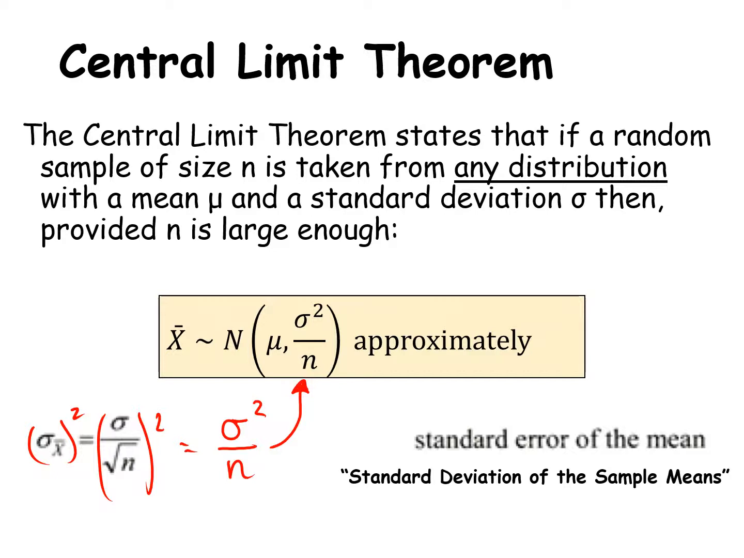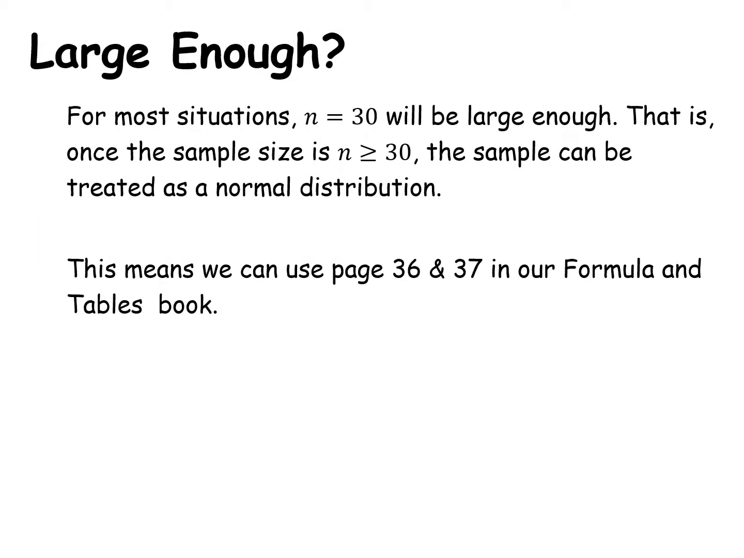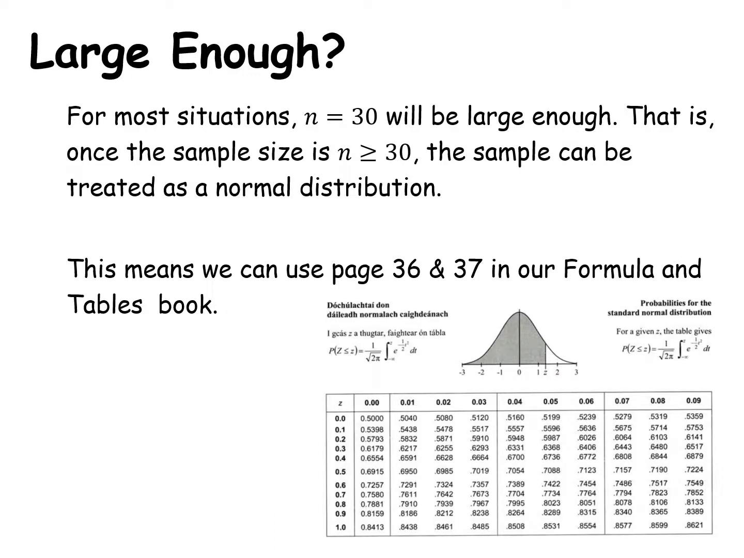The second thing that I want to point out here is our last statement, provided n is large enough. That is kind of like a condition, but we need to look a bit more at that. For most situations, n equal to 30 will be large enough, and that is, once the sample size is greater than or equal to 30, the sample can be treated as a normal distribution. So this means we can use pages 36 and 37 in our log tables. So that's the page that we care about.